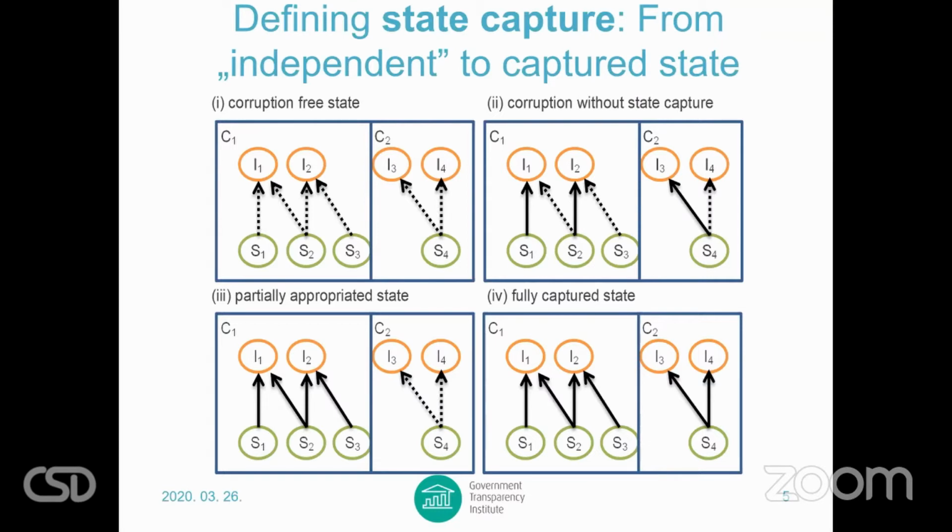And then we have the bottom right, where every single relationship is highly corrupt. So all clusters are driven by corrupt relationships. So we have a fully captured state.